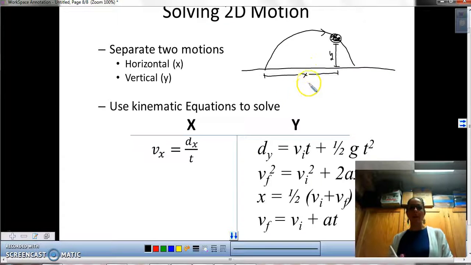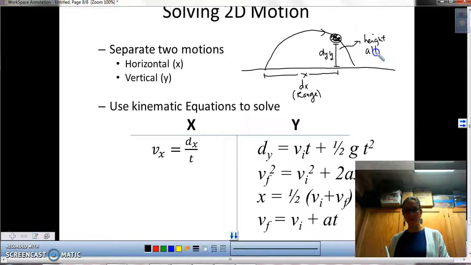Notice I use y and x, but some other symbols you can use is dx, as I have right here. You could also refer to this as the range. This specifically means horizontal. And same thing, you could write y as dy. And two words that represent the vertical measurement are either height or altitude. Those are some other measurements that signify a vertical direction.